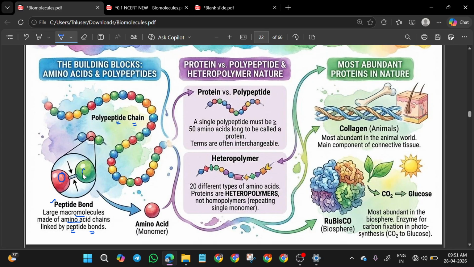இந்த ஒரு amino acid இன்னொரு amino acid நடுவுல இருக்கிற பாண்டுக்கு பேர் peptide bond, that is CONH நம்ம இப்ப பார்த்தது. அப்போ so we can see. Then amino acid will be there, that is monomer. Okay, so now protein versus polypeptide.